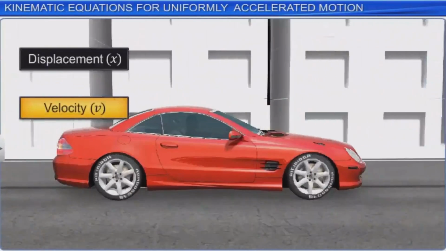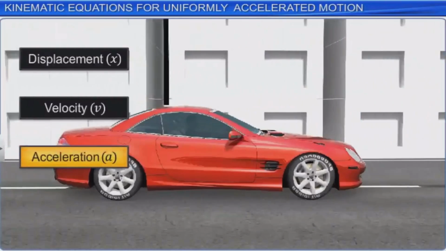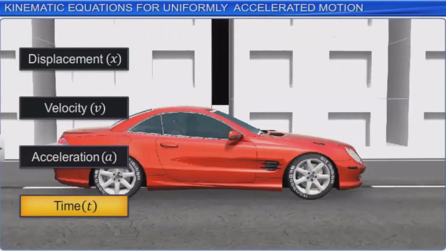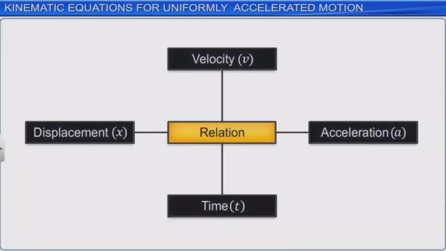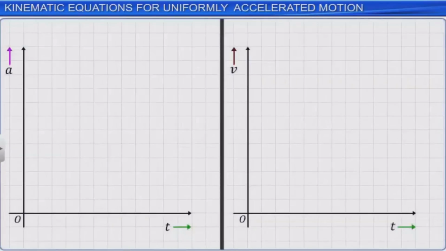Displacement x, velocity v, acceleration a, and time t are related. Let's derive how each term is related to the other. Before deriving the kinematic equations, we have to learn about a-t and v-t graphs.